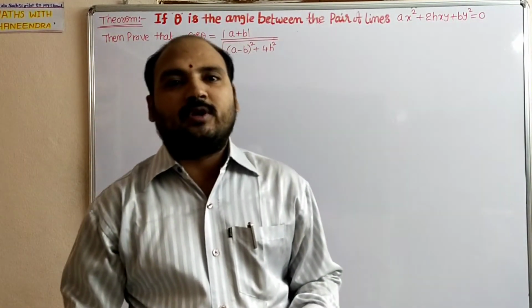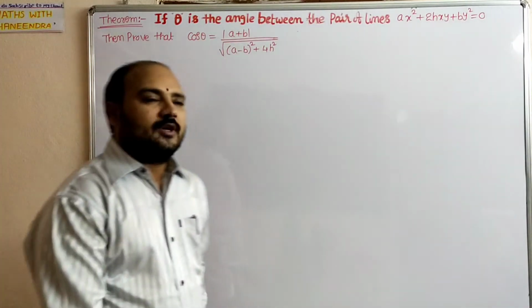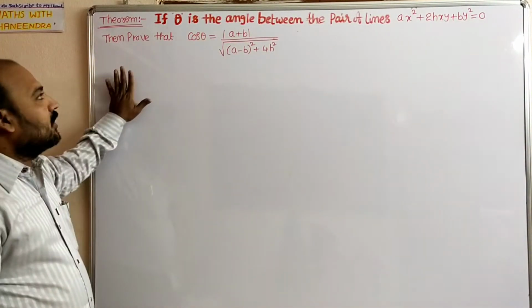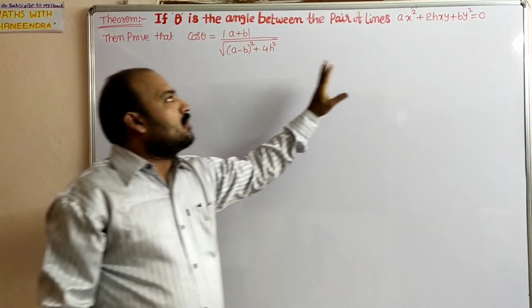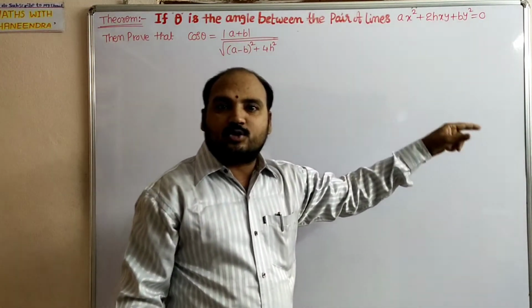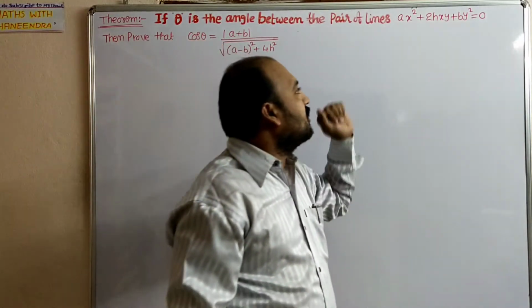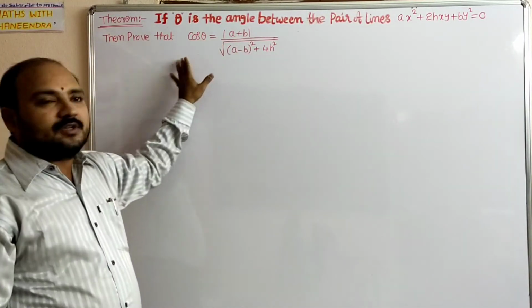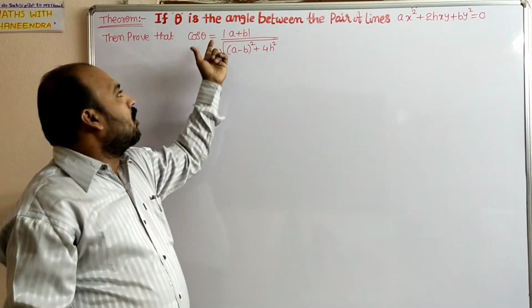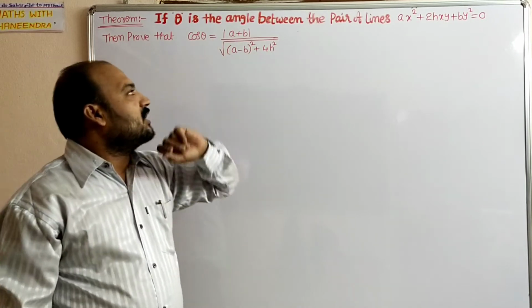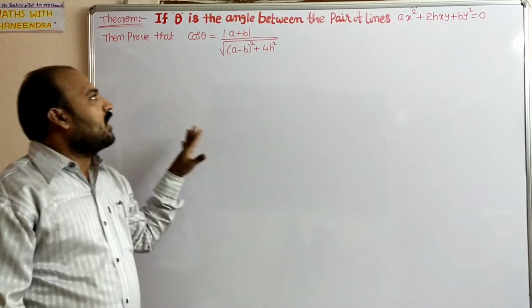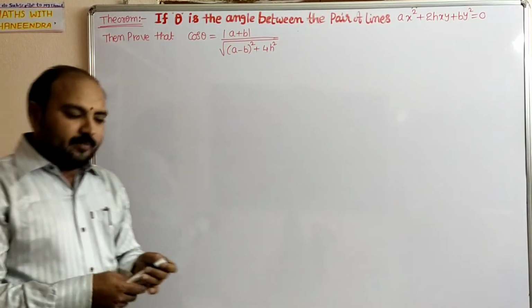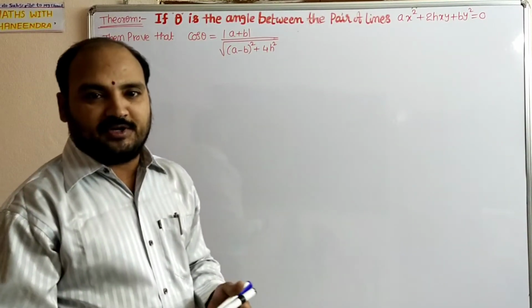The first question in this session, a theorem: if theta is the angle between the pair of lines ax square plus 2hxy plus by square equal to 0, then prove that cos theta equals mod a plus b by root of (a minus b) whole square plus 4h square. So this is a very important theorem. We may expect it in the public examinations.